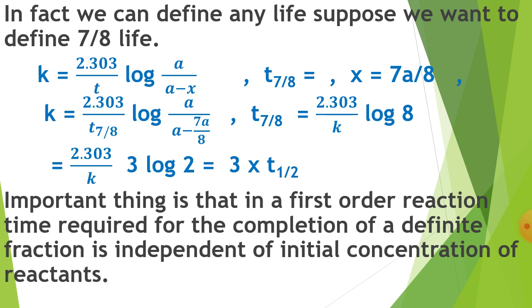So we get T 7/8 equals 2.303 by K log 8. Log 8 we can write as 2 to the power 3. So we can find 2.303 by K times 3 log 2. We know the value of log 2 equals 0.3010. By putting these values, in terms of T half, we can calculate T 7/8 equals 3 multiplied by T half. That is, the value of T 7/8 will be 3 times T half. So like this you can calculate any life.